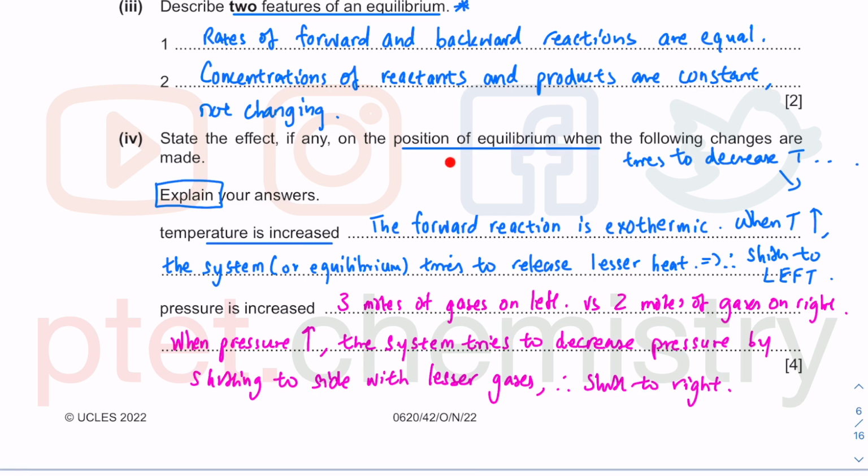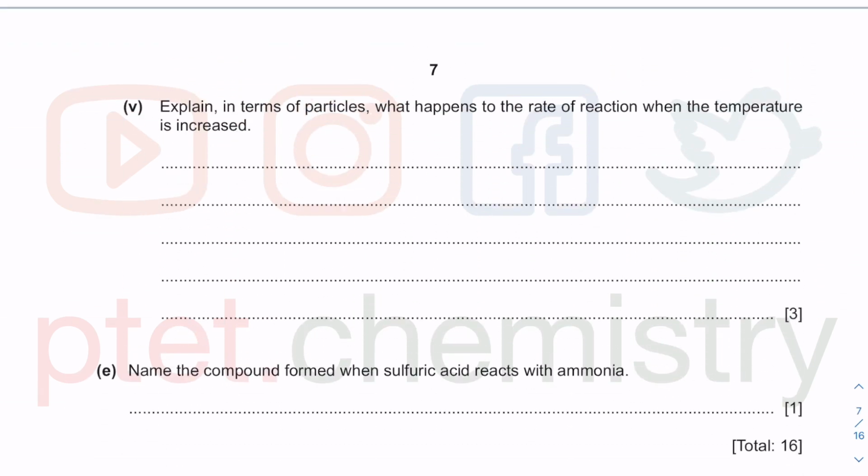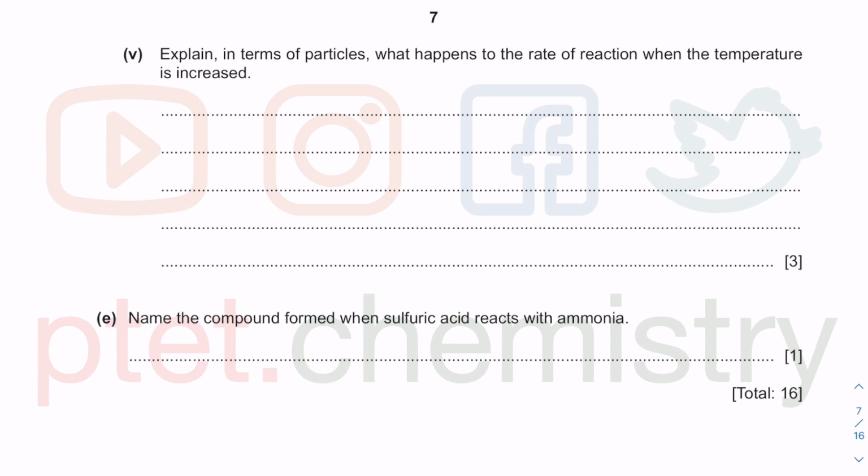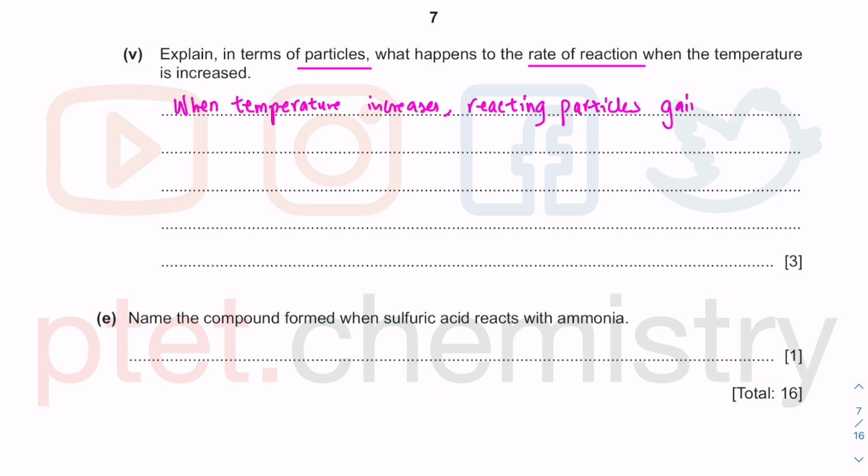But this question is on position of equilibrium, not on the equilibrium yield there. So be very careful. Next bit, explaining in terms of particles, what happened to the rate of reaction. So this is about kinetic particle theory as well as collision theory. So we know that when temperature increases, this will affect your kinetic energy. So your reacting particles will have gained more kinetic energy. And when the reacting particles gain more kinetic energy, they will move faster.